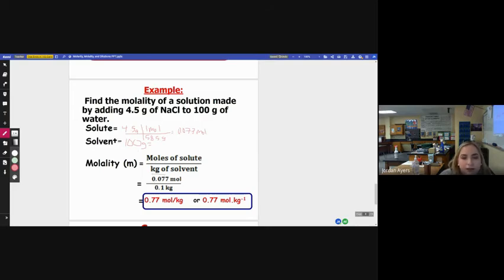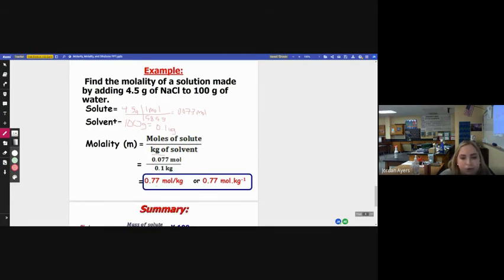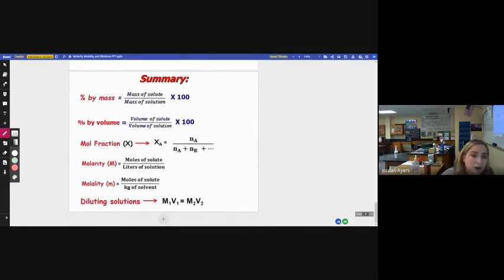So now we have our moles of solute, and we just need to convert this 100 grams to kilograms. Again, you can just use Google, and it would be 0.1 kilograms. So I plug that into my equation, 0.077 divided by 0.1, and that gives me 0.77 moles per kilograms.